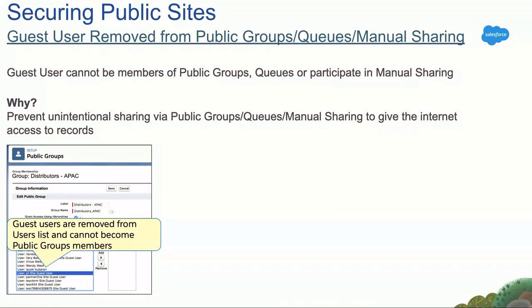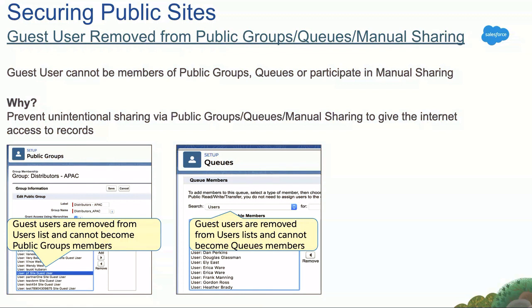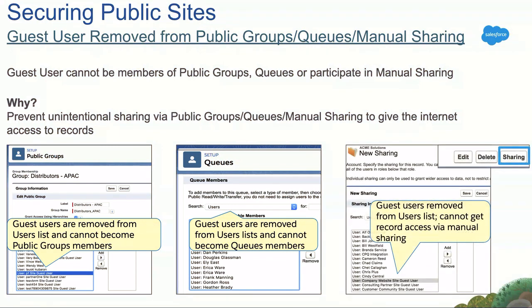If you try to create a public group, you will see that the guest user will no longer be part of the public group. If you try to create a queue, the guest user will not show up in the users list, so they won't be a member of the queue. And finally, if you click the manual sharing button on the record detail page, you will notice that the guest user will not be able to be part of a manual share.